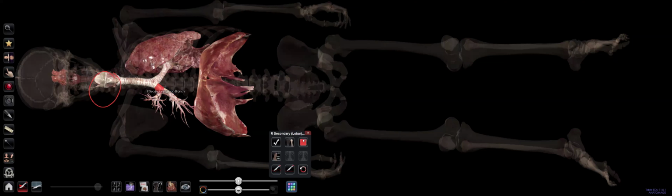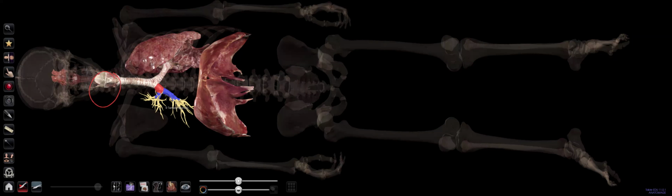Let's not use red though, hopefully. Let's go with blue. So there's our secondary bronchi. And then we have our tertiary bronchi, and we can color those yellow. There we go. So there you can see our primary, secondary, and tertiary bronchi. So the three bronchi are named: first we have primary, then secondary, then tertiary.